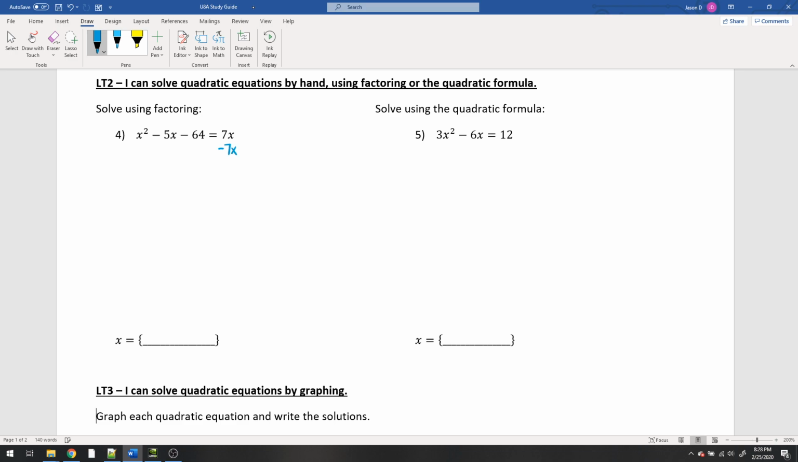And in this case, that means that you're going to want to subtract 7x from both sides, because that's going to make the right-hand side equal 0. What results is going to be x squared minus 12x minus 64 is equal to 0. And when you're factoring this, I'm not actually going to show the whole factoring process, but you can see the factoring Learning Target 1 video for an example if you like.